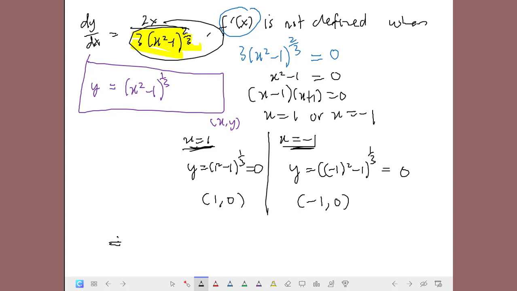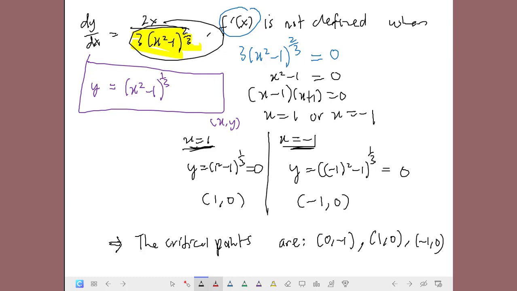Therefore, the critical points are: before this we found the first one, (0, -1), then (1, 0) and (-1, 0). Of these, one is a critical point and also a stationary point, while the other two are only critical points. Okay, done for example 1.